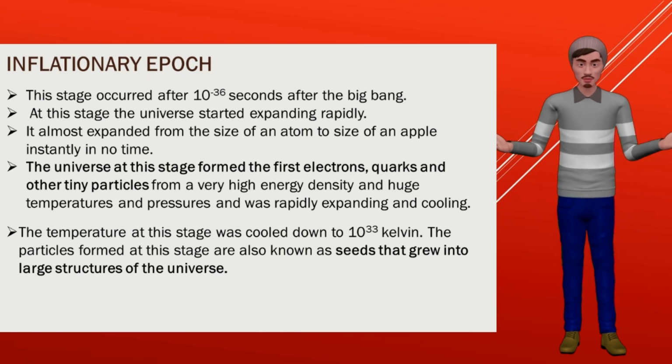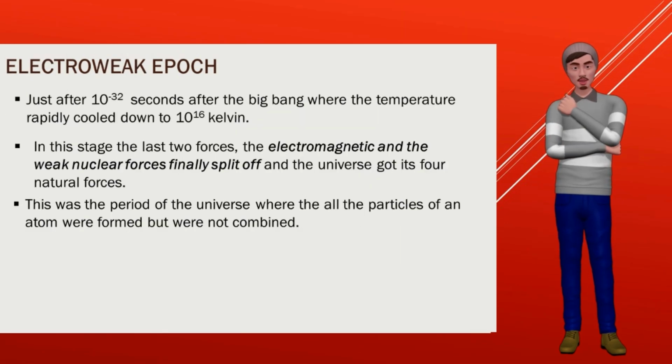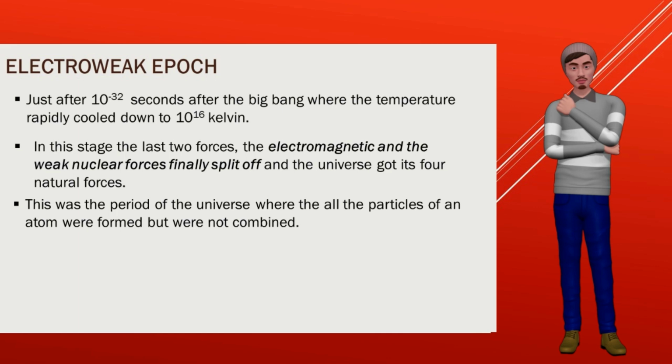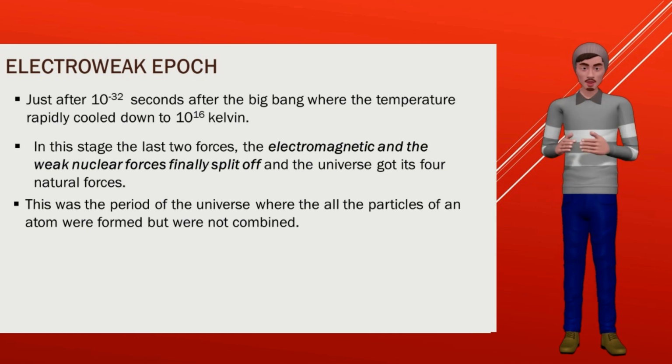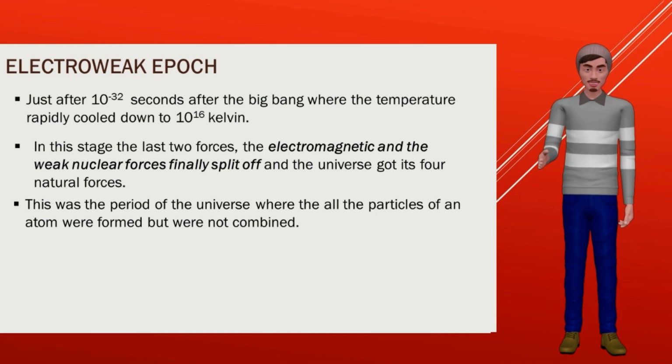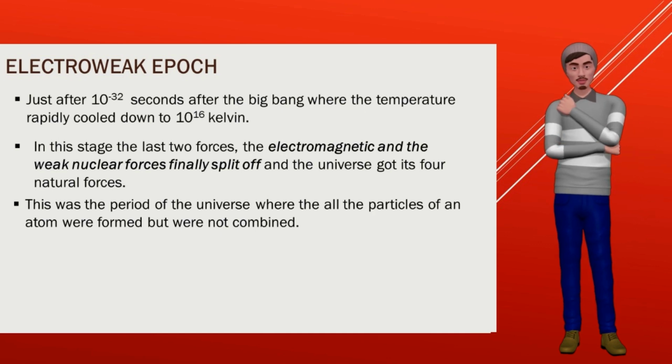The electroweak epoch. The electroweak epoch is the stage just after 10 raised to negative 32 seconds after the Big Bang, where the temperature rapidly cooled down to 10 raised to 16 degrees Kelvin. In this stage the last two forces, the electromagnetic and the weak nuclear forces, finally split off and the universe got its four natural forces. This was the period of the universe where all the particles of an atom were formed but were not combined.